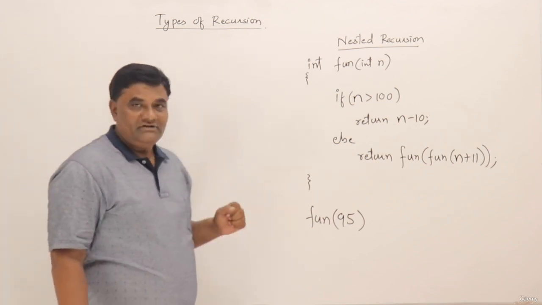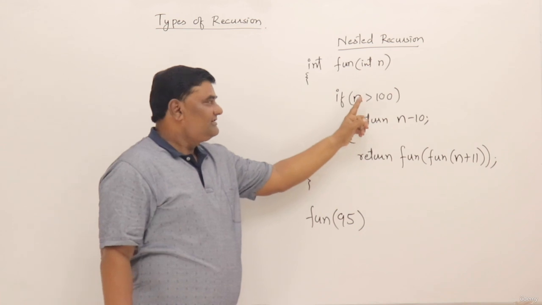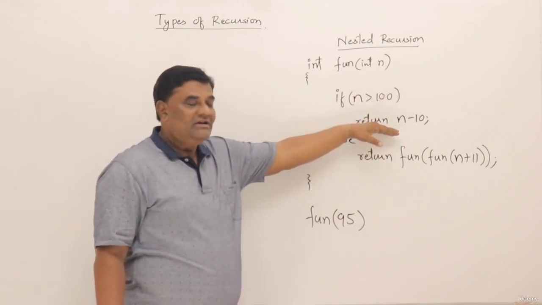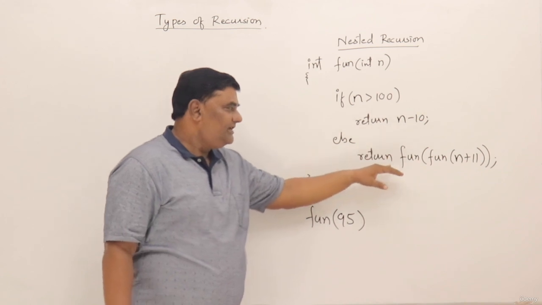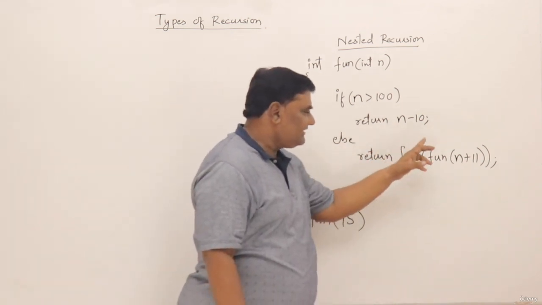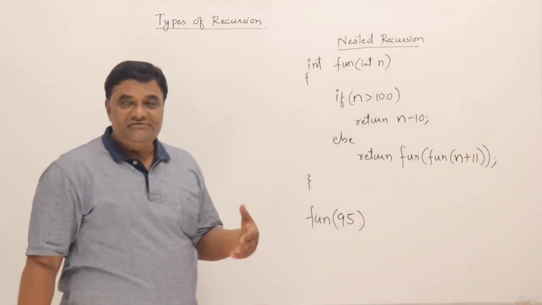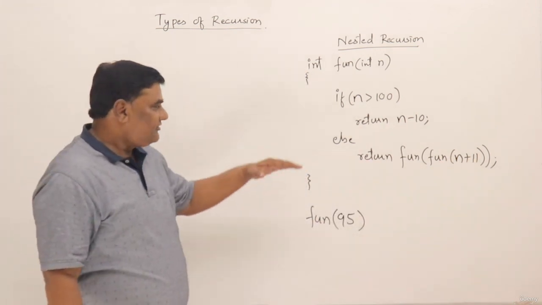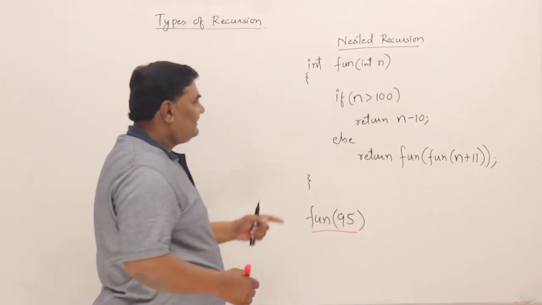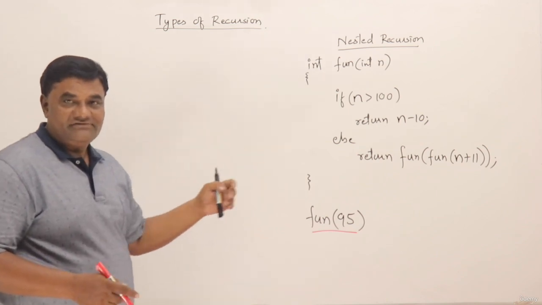Let me read it out first. A function which is taking parameter n, and if n is greater than 100, then directly it is returning some value. If not, then it is making a nested recursive call. So the function call is again taking a parameter as a function call with some increased value of n. For tracing this one, I will take the value 95 and let us try this 95 on this one. So I will trace this function for this value.